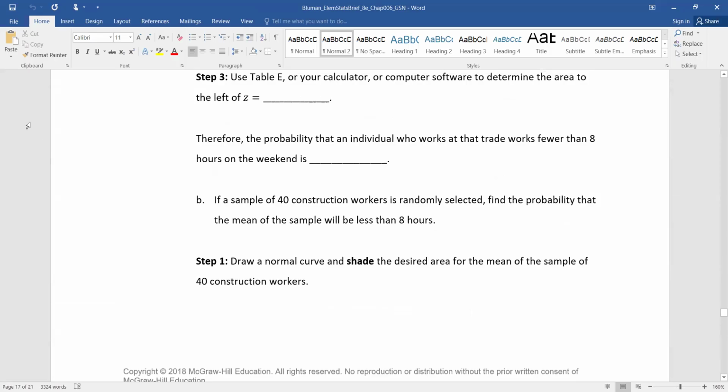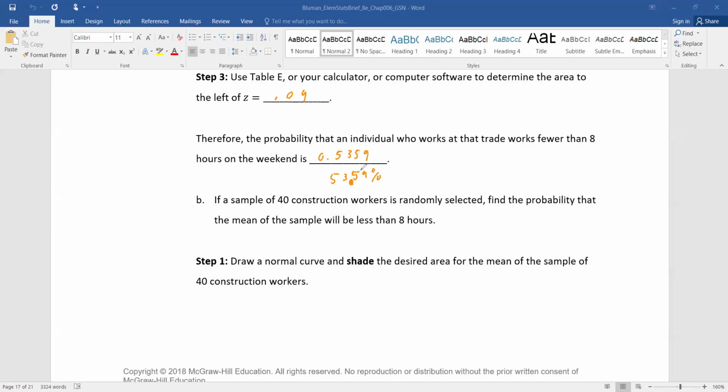So again, using the 0.09, I get 0.5359. And again, because I'm looking for the left, I don't have to subtract. So that does make sense. I'm a little over 0.5. So that also means that 53.59% of employees potentially work less than 8 hours on the weekend.